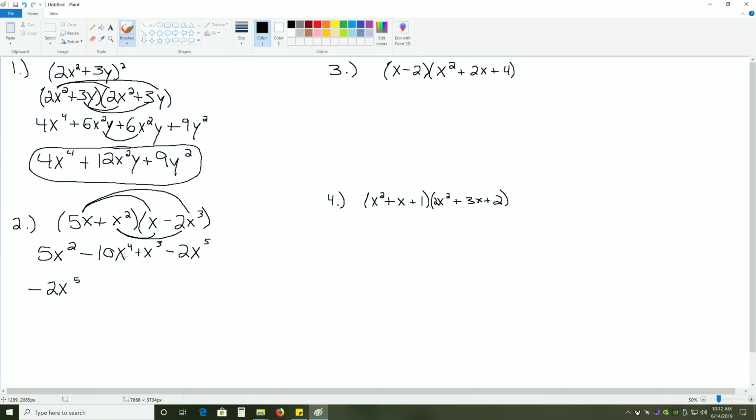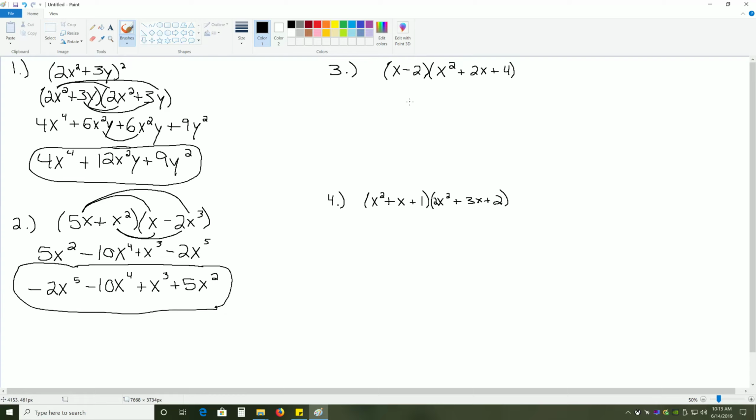Then our next largest is x to the 4th, so we put minus 10x to the 4th. Then plus x cubed. And finally plus 5x squared. And that is the completely simplified form after multiplying 5x plus x squared times x minus 2x cubed.